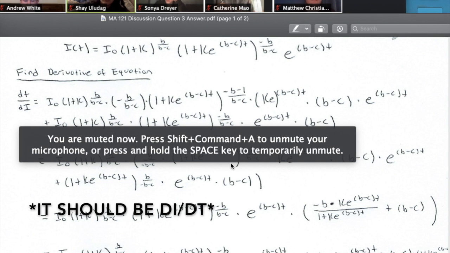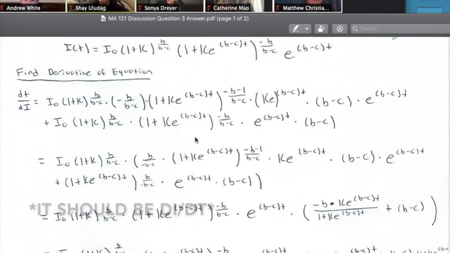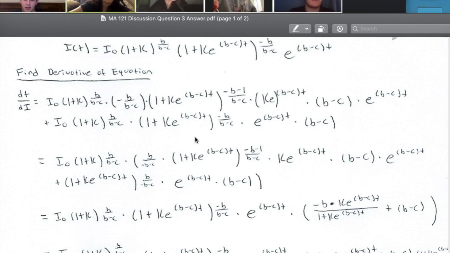Discussion question number 3. In this question, we're tasked with this equation or function, the SIR model, that allows us to approximate the number of infected individuals of a certain virus or infectious disease. So in this problem, we are given two tasks.